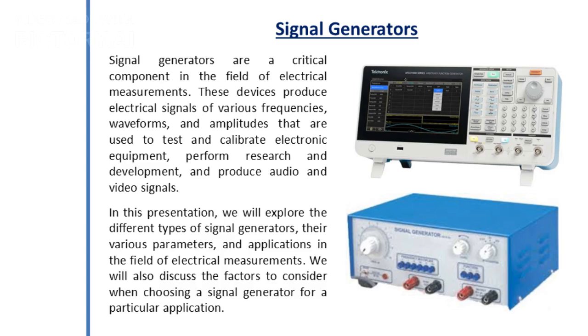Signal generators are a critical component in the field of electrical measurements. These devices produce electrical signals of various frequencies, waveforms, and amplitudes that are used to test and calibrate electronic equipment, perform research and development, and produce audio and video signals. In this presentation, we will explore the different types of signal generators, their various parameters, and applications in the field of electrical measurements. We will also discuss the factors to consider when choosing a signal generator for a particular application.